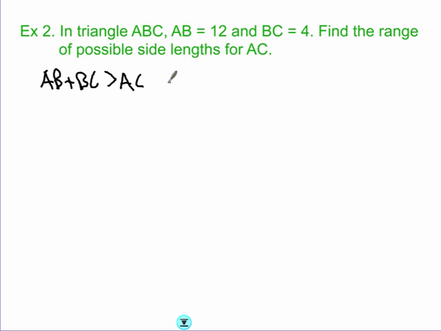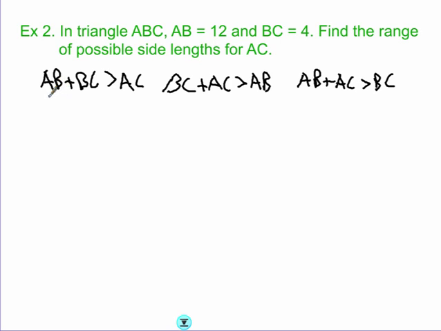I know BC plus AC is greater than AB. And I know that AB plus AC is greater than BC. This just comes from the triangle inequality theorem that any two sides added together have to be greater than the third. Well, I know two of these numbers.